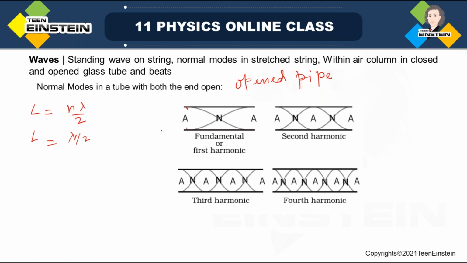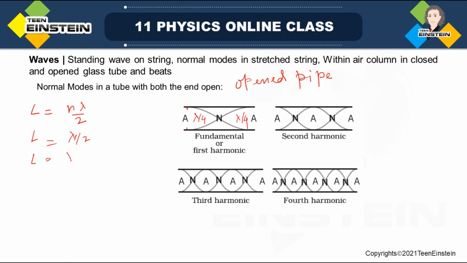Half of the wavelength means, see, this is lambda by 4. This is antinode, lambda by 4. So this is with the first harmonic, or the wave with fundamental frequency. If you add, you will get lambda by 2. Then n is equal to 2.